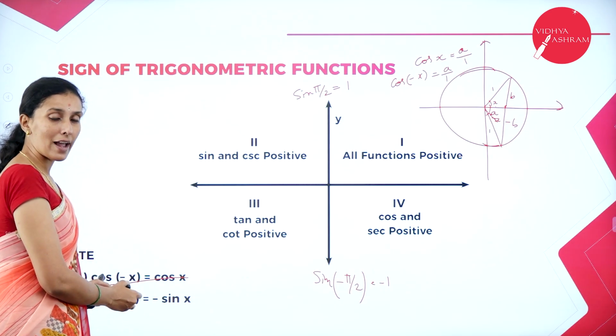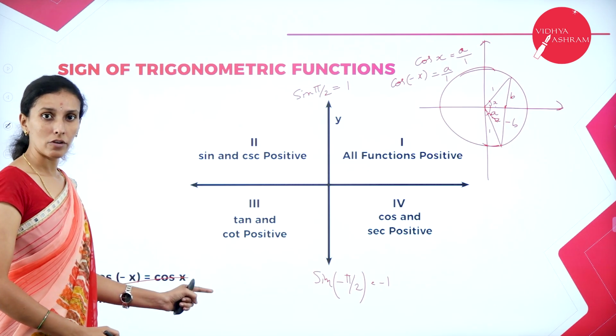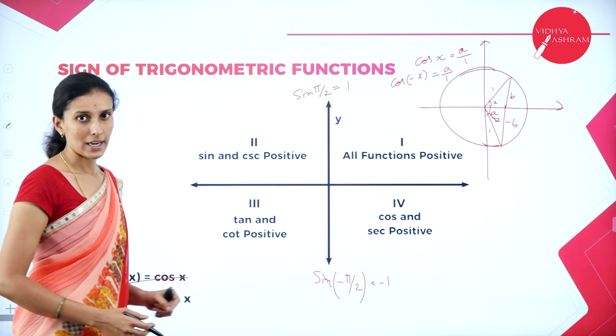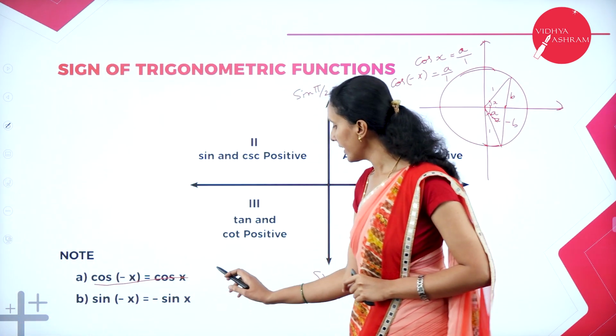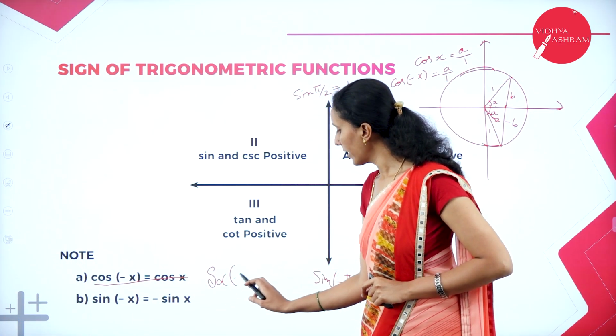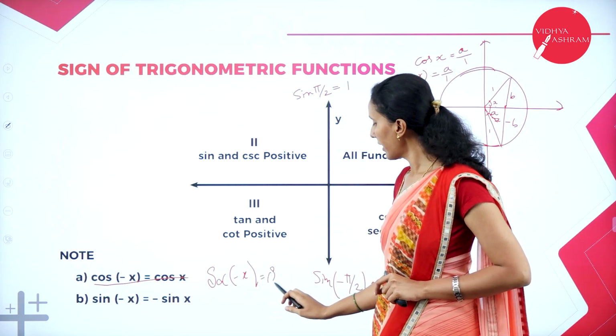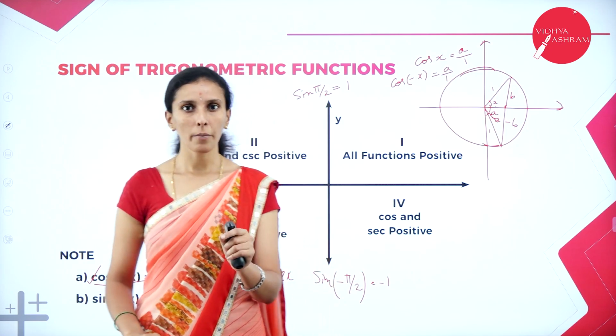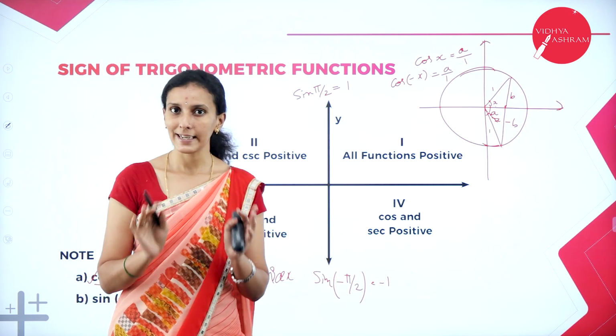Cos of positive angle as well as negative angle, the answer is always positive cos x. And sine of negative x is negative of sine x. Similarly, for secant x, secant of minus x is equal to secant x only. Except cos and secant, all the trigonometric values for a negative angle are negative.